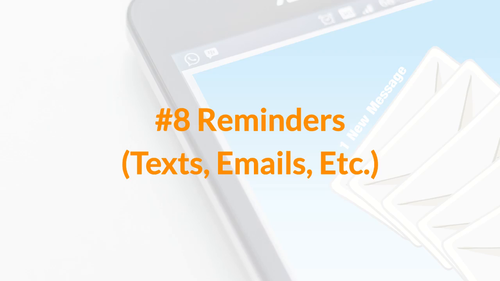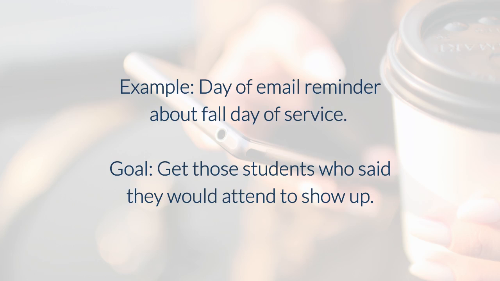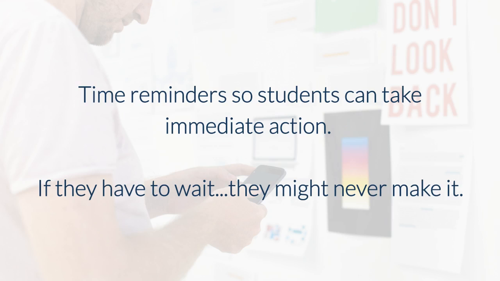Number 8, reminders, which are text message, emails, etc. Drawing from the example earlier, this is the email that you send about the fall day of service the day of. The goal is to actually get those students who said that they would attend to show up. You want to time reminders so students can take immediate action. If they get an email and they have to wait 2 or 24 hours, they might never make it back to that email to take that action that you've asked.